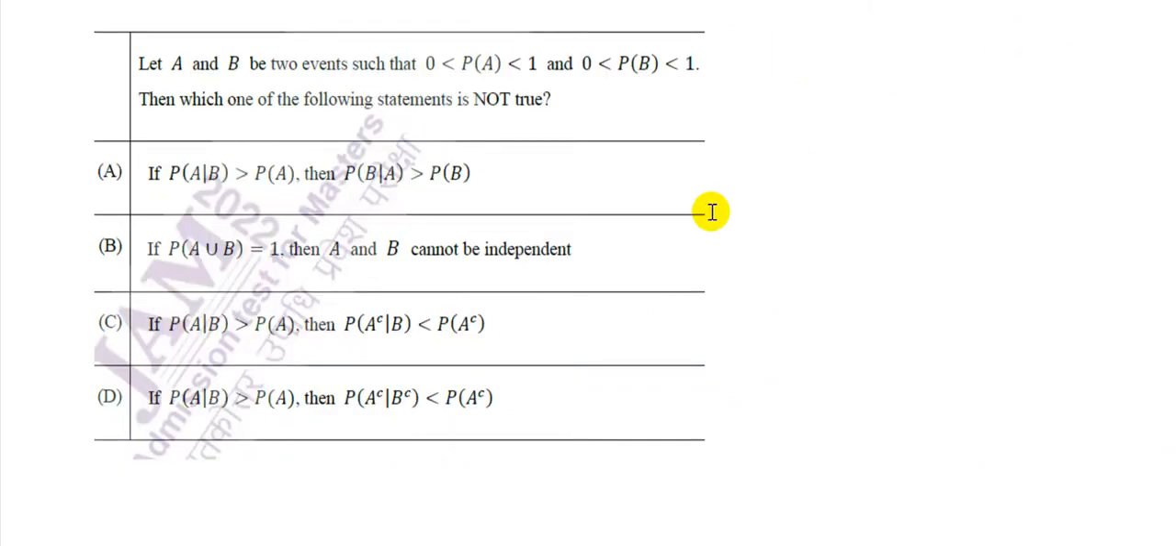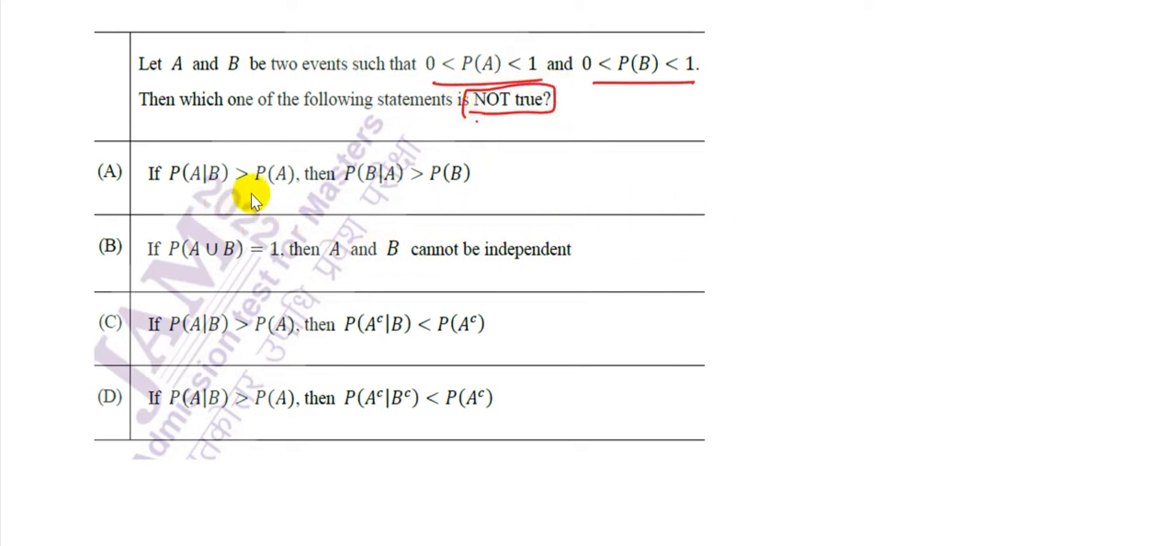We move to the next question, which says A and B are two events such that both probabilities lie between 0 and 1. That means neither of the events are impossible, or neither of the events are certain. So they will have a distinct finite probability which lies between 0 and 1. Now which of the following statements is not true?